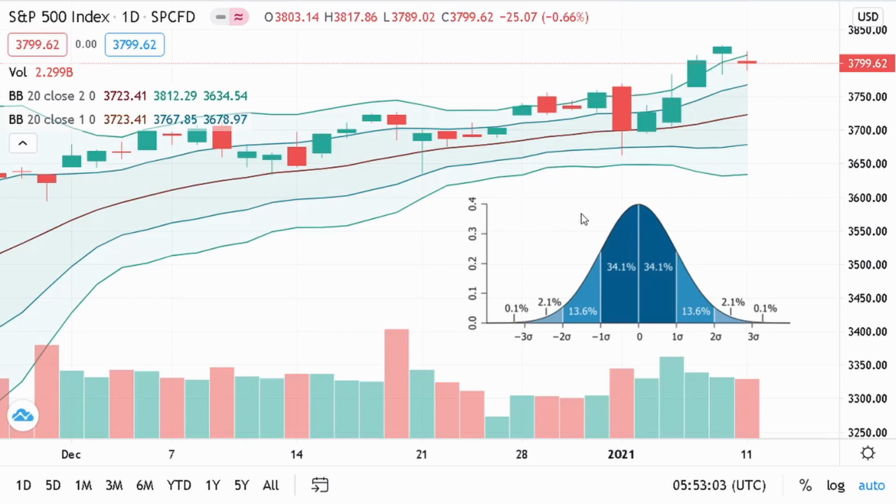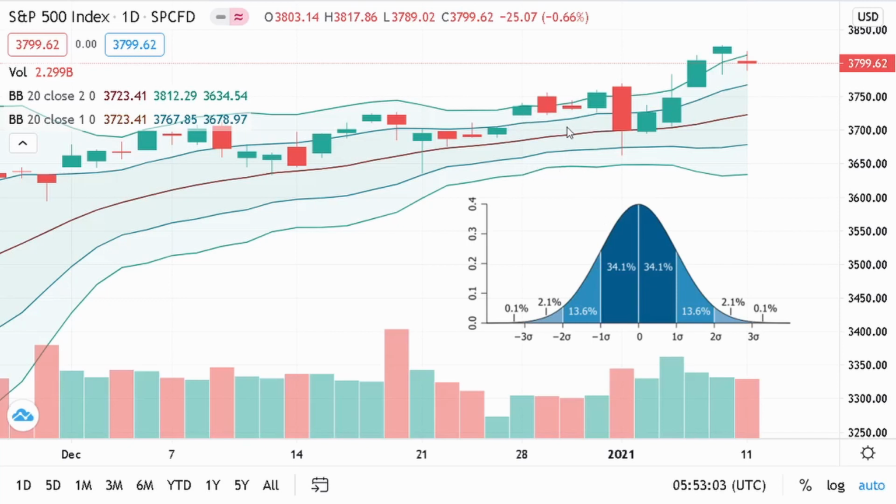Well, the Bollinger Bands are basically a sideways representation of the bell curve. The bell curve tells us that 34.1% of data is within one standard deviation. If we add and subtract a standard deviation, that will include 68.2% of the data. And if we add and subtract another standard deviation, so 2 standard deviations, that will be 95.4% of the data.